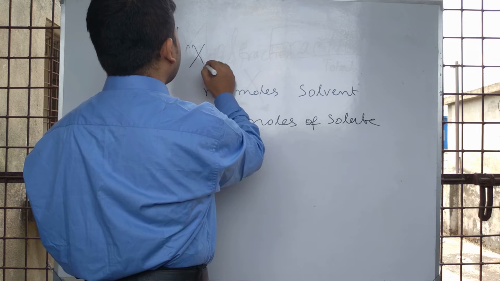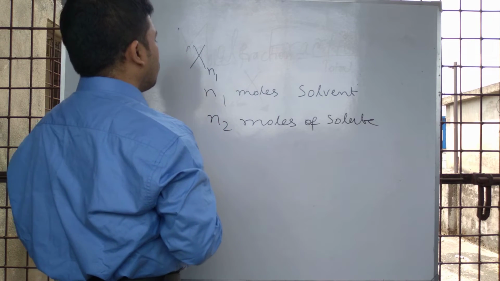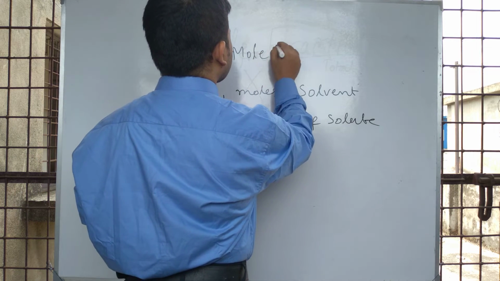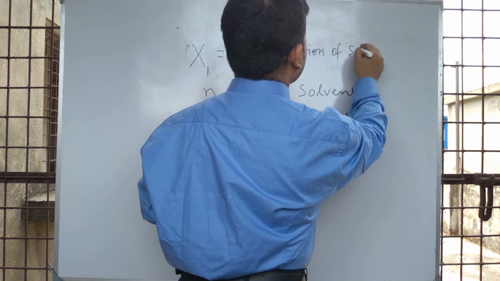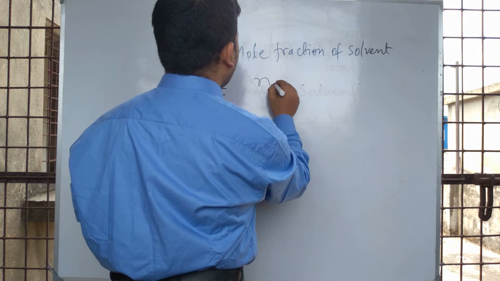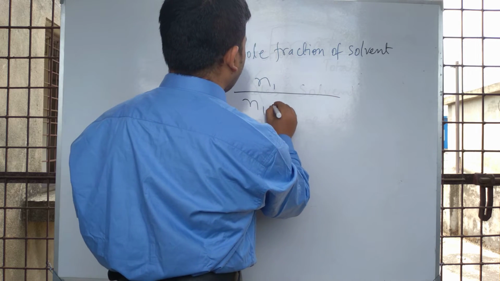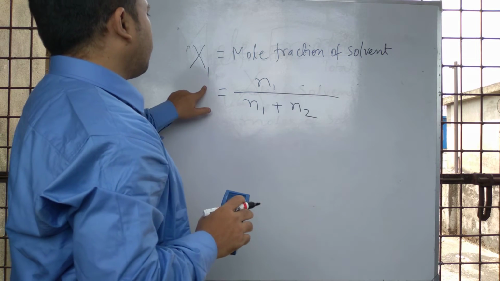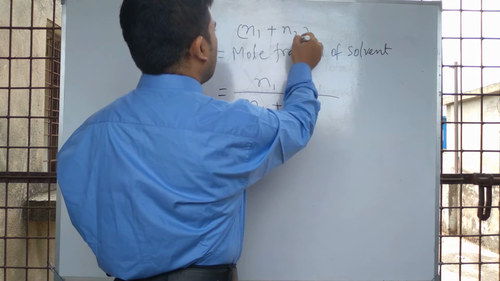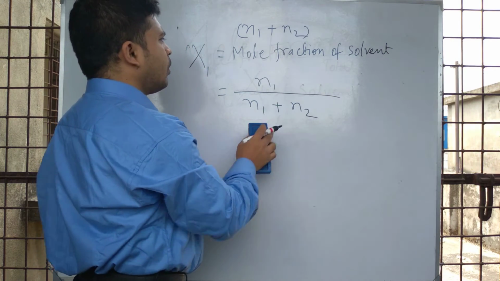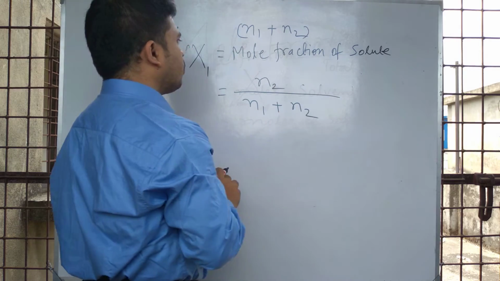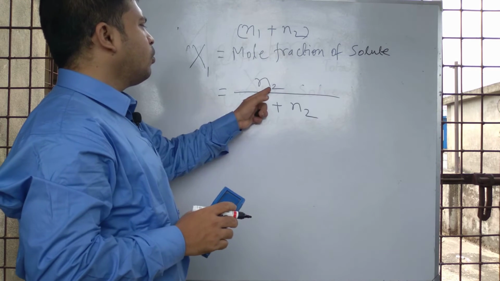In this case, the mole fraction of the solvent, x1, equals moles of the solvent divided by total moles of solvent plus solute, which is n1 by n1 plus n2. And the mole fraction of the solute, with n2 moles present, is x2 equals n2 by n1 plus n2.